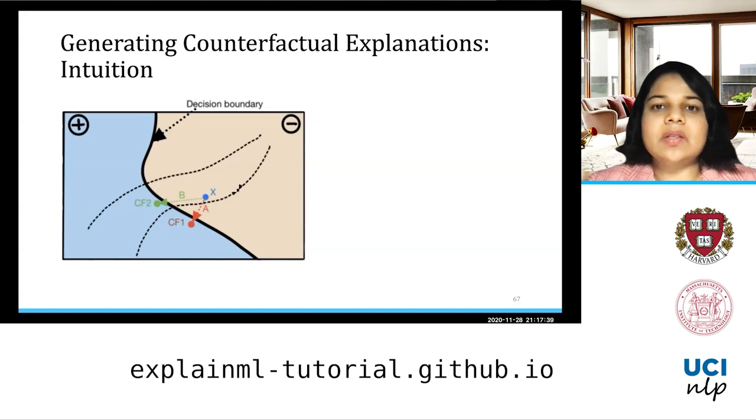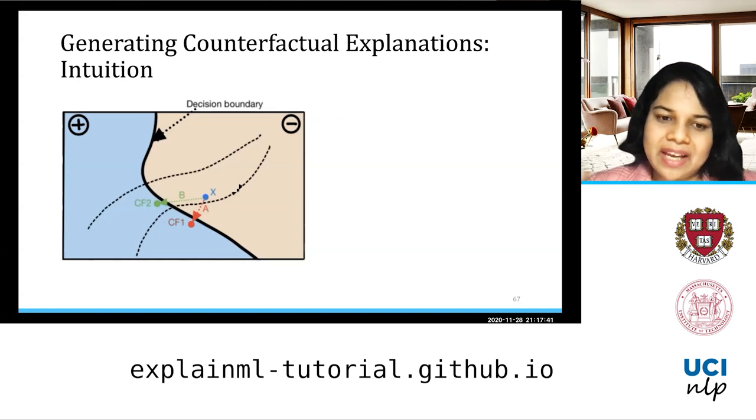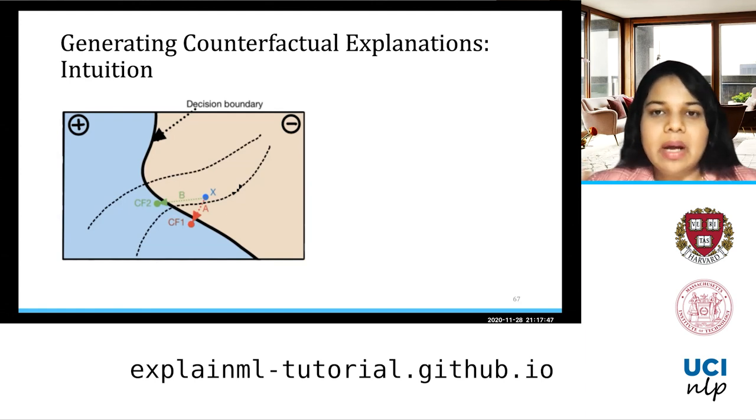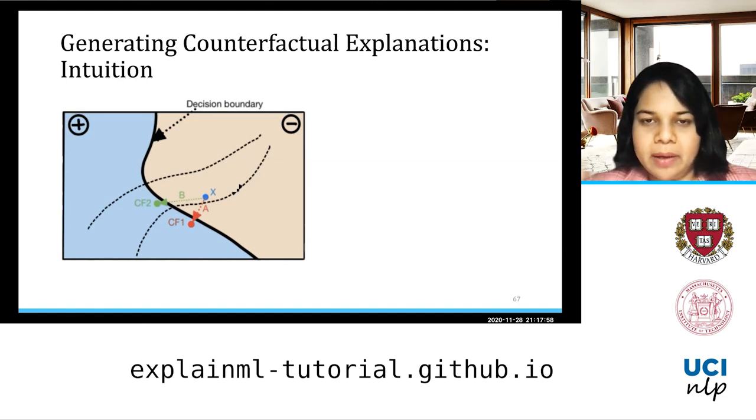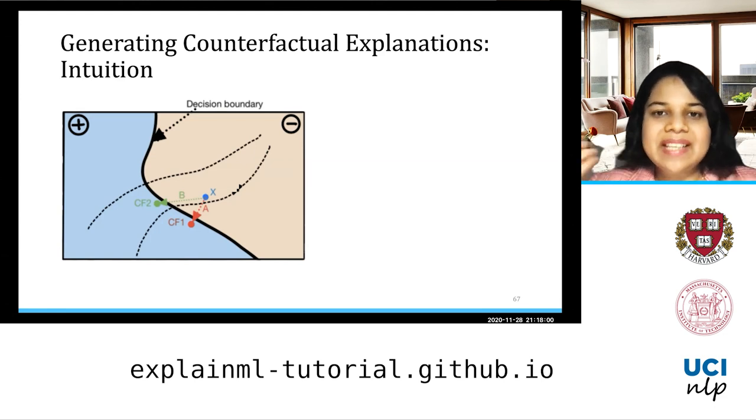Such an instance is called a counterfactual of X. In this case, you see two points, CF1 and CF2, which are both counterfactuals of X. CF1 is obtained by moving X in direction A, and CF2 is obtained by moving X in direction B. As you notice, both CF1 and CF2 are on the positive side of the decision boundary, so both of them are valid counterfactuals of X.